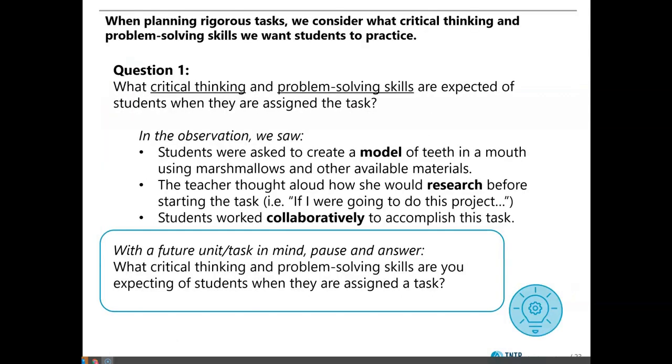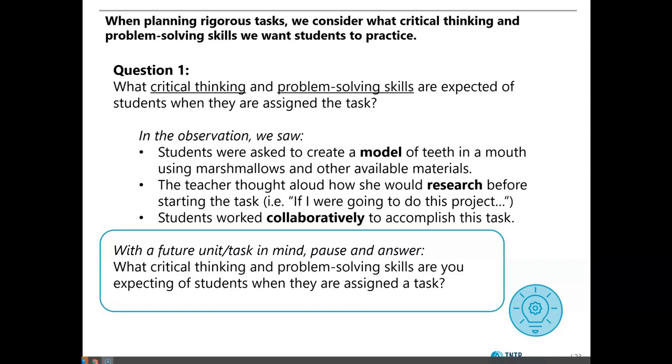So that first question, what critical thinking and problem-solving skills are expected of students when they're assigned the task? We saw great examples of this within the observation. Students were asked to create a model of teeth in a mouth using the marshmallows and other available materials.